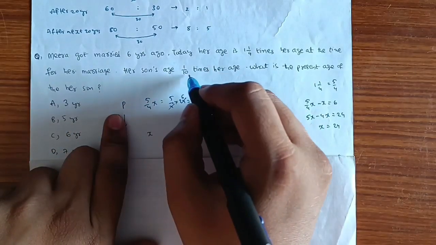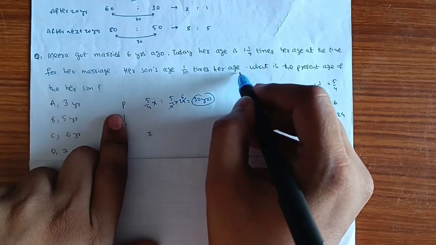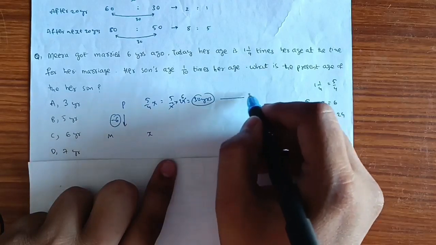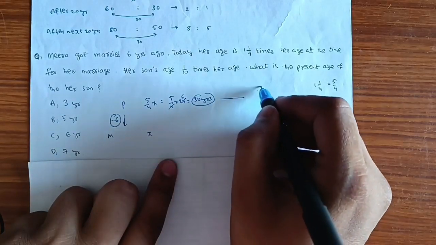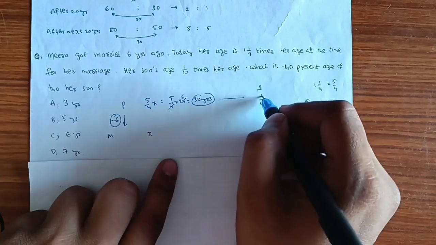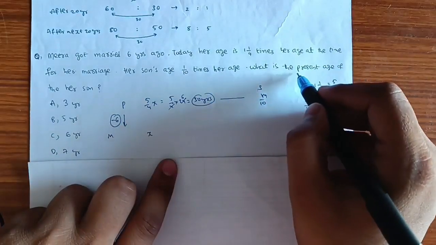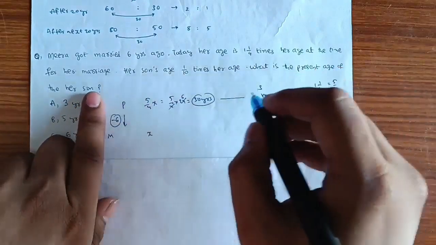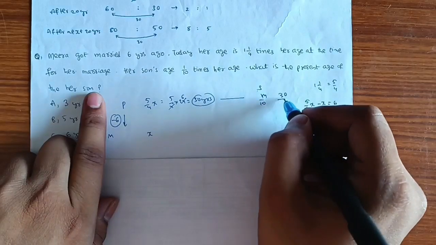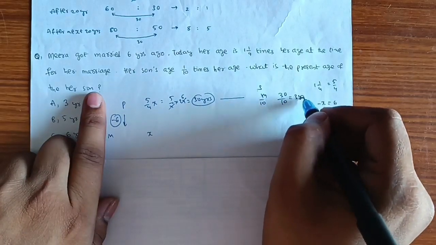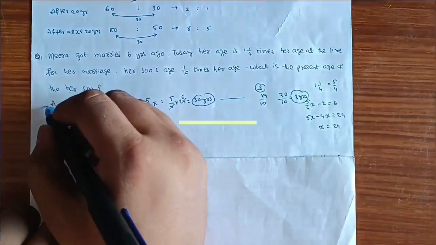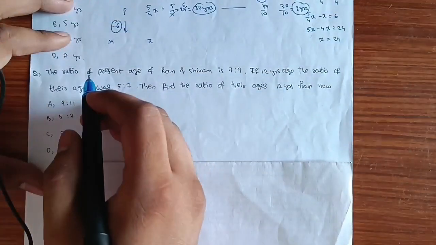Now her son's age is 1 by 10 times her age. What is the present age of her son? We got Meera's age as 30, so 30 by 10, which is 3 years, is the age of Meera's son. So it is option A. Now let us move to the next question.